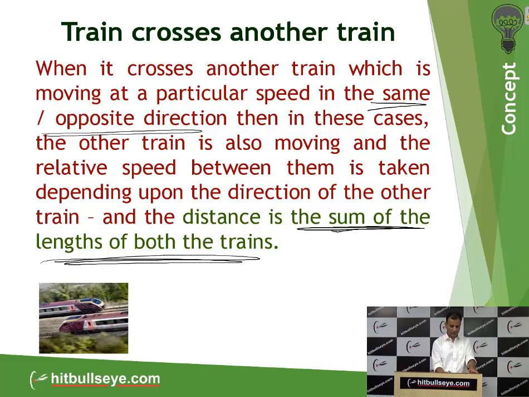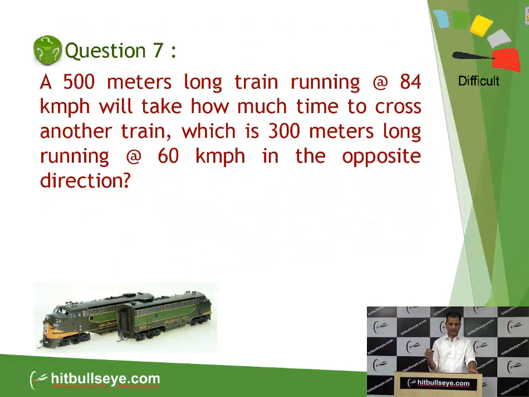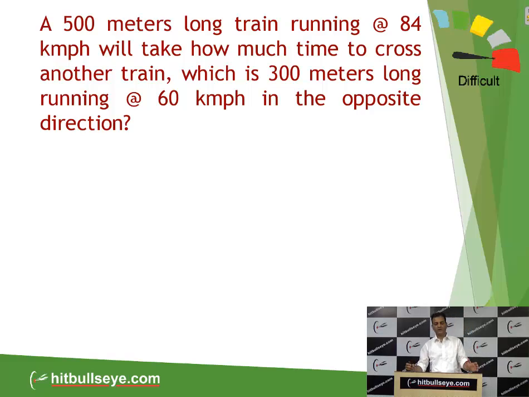Now just do this question with the help of an example, students. A 500 meters long train running at a rate of 84 km per hour will take how much time to cross another train which is 300 meters long, running at 60 km per hour in the opposite direction? Okay. Now the length of one train is, students, 500 meters. The length of the other train is 300. And what is the examiner asking? How much time to cross another train?